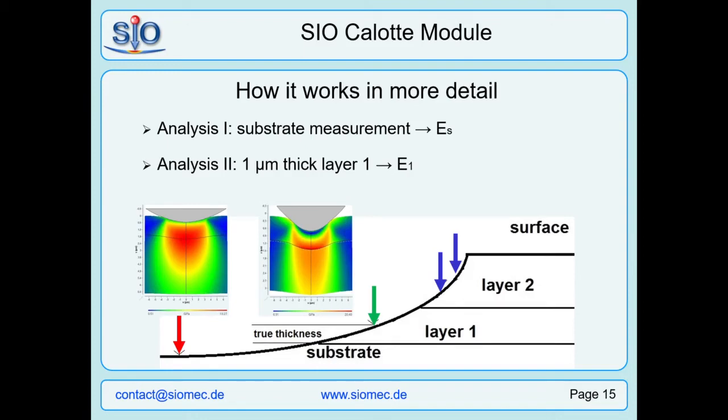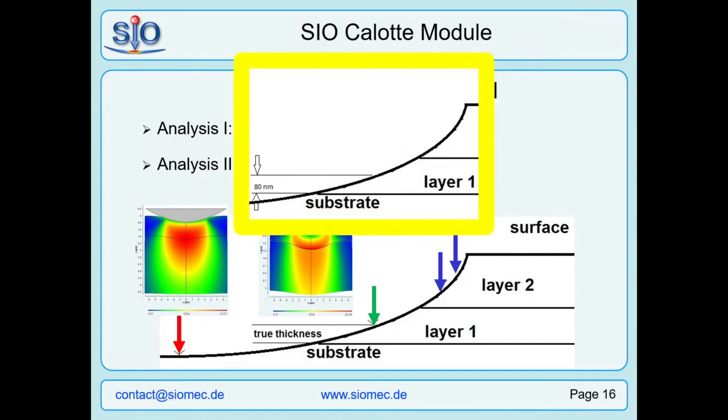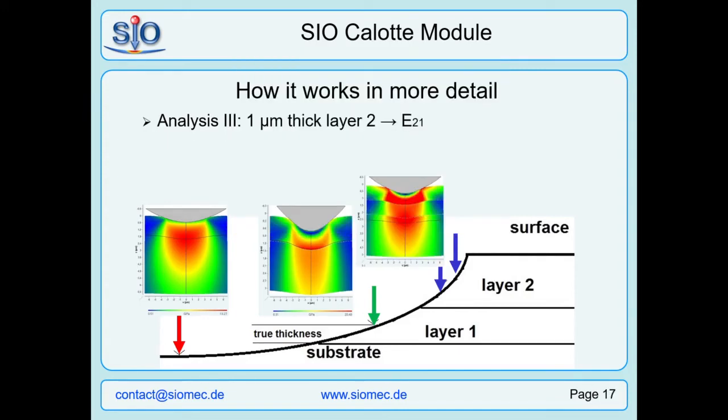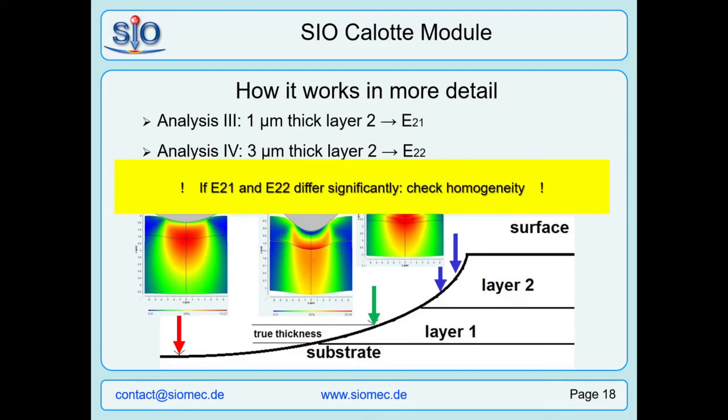And let me remark one thing more. In an application for the automotive industry in diesel systems, it even was possible to go down to 80 nanometers and detect weak interfaces. The third analysis is E21 for the Young's modulus within the second layer, and E22 for the Young's modulus at a second point within the second layer.